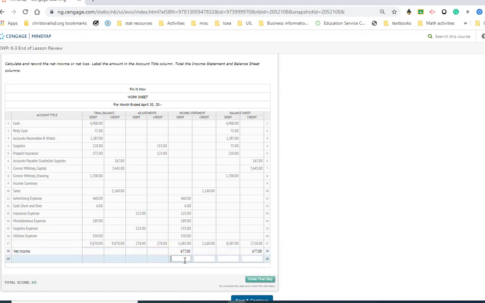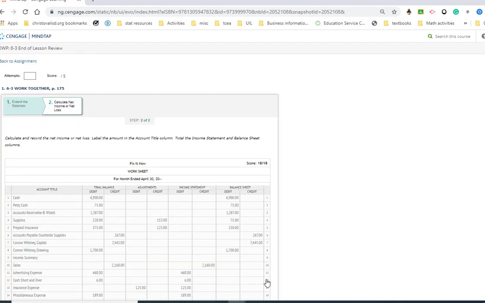We are going to total up the numbers that have two things in it. And so we're going to add 677 to 1483, and you should get 2160. And when you do, you get 2160. 2160 plus nothing is 2160. 8387 plus 0 is 8387. 7710 plus 677 is 8387.